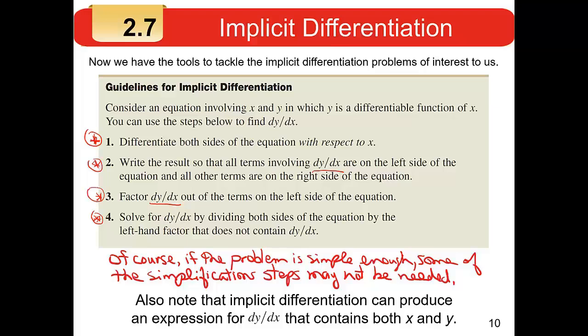I'll also say that it is possible with an implicit differentiation problem, when you end up solving for dy over dx, you could have both x's and y's on the other side of the dy over dx. Typically, when you've done derivatives in the past, you had dy over dx on the left and you just had a bunch of x's on the right. But when you're doing implicit differentiation, it's not unusual at all, once you solve for dy over dx, to have both x's and y's in that expression.